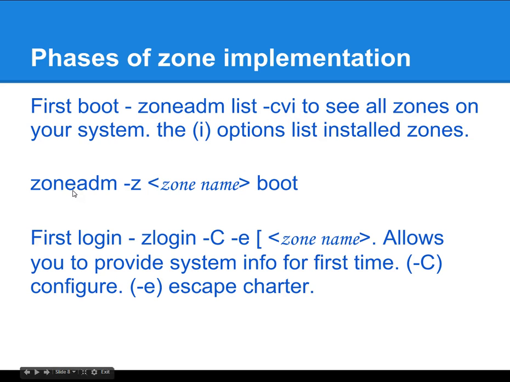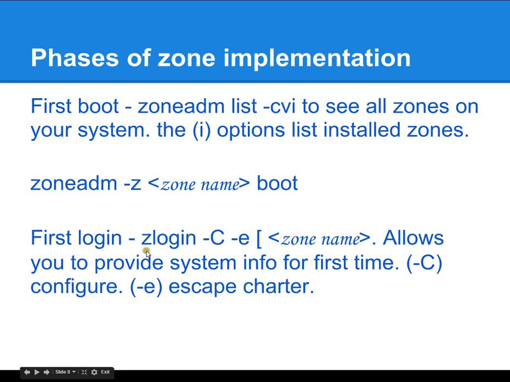After you've listed it, you will see your app1 zone that you've configured and installed. At this point, all you have to do is run zoneadm -z app1 boot, and it's going to boot for the first time. You will then be ready to configure the instance, the actual operating system, if you will, because you've already configured the actual zone.